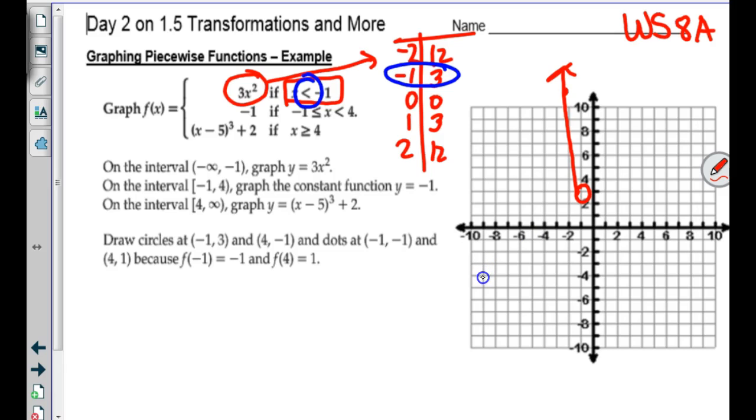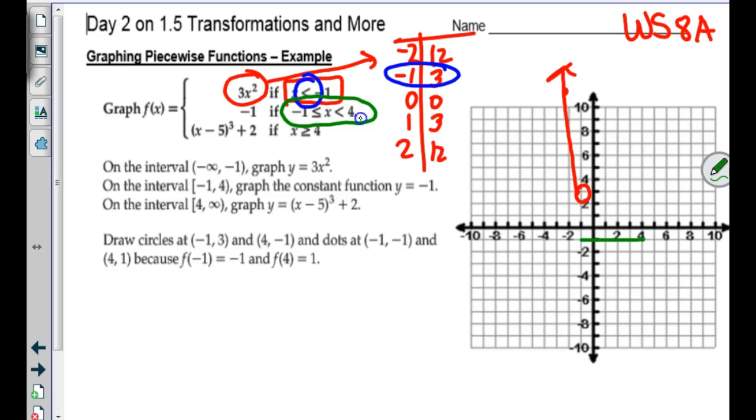Then what does it say to do for the next chunk? y equals -1 would be this line right down here. Which chunk do I want to keep of that line? Between -1 and +4. So I'm going to erase the whole thing because I didn't do a good job. From -1 to +4, it's just staying at -1.